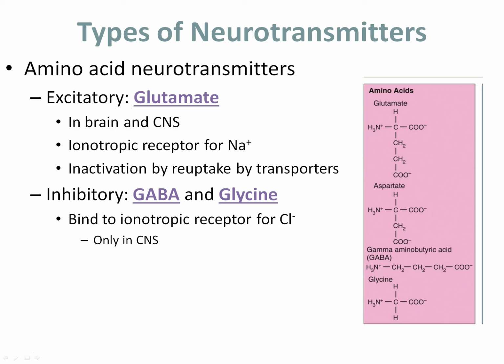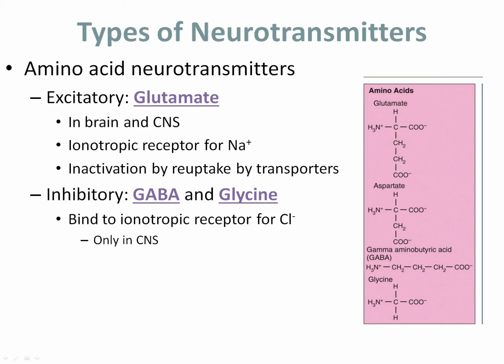We also have amino acid neurotransmitters. These are amino acids which are released and bind to receptors in order to cause an excitatory or inhibitory postsynaptic potential. Glutamate is one of our excitatory amino acid neurotransmitters, and it's found in the brain and central nervous system. It triggers an ionotropic receptor for sodium and therefore excites the cell. It is inactivated by reuptake into the synaptic knob by transporters.